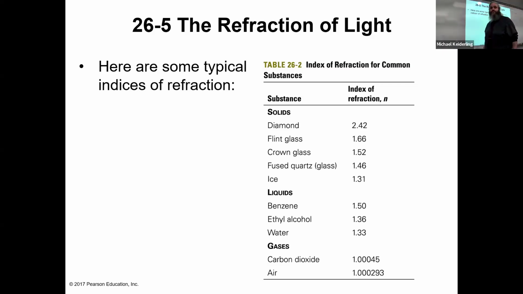Diamond is about 2.42. That's probably the highest you're going to encounter in visible light on a regular basis. Most materials are less than 3, and they're all over 1. Because if something had an index of refraction less than 1, that would mean the speed of light in that material would be faster, would be superluminal, and that's against the rules.